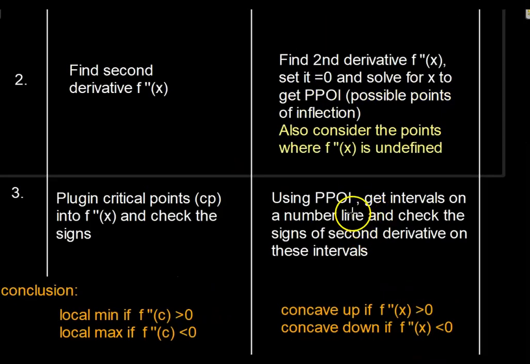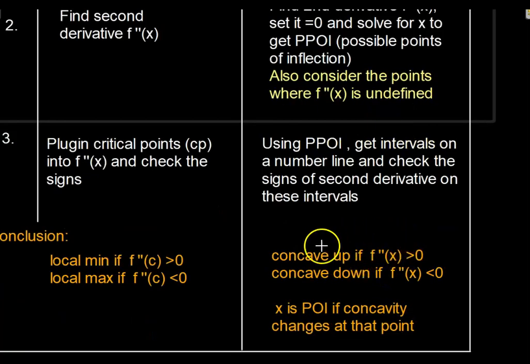For the third step, to check concavity, we get the intervals on a number line using the possible points of inflection, and then we check the signs of the second derivative on these intervals. For that, we choose any testing points from those intervals and plug them into the second derivative. And then we are going to use these rules to get the conclusion about concavity. After testing the intervals, if we get the second derivative positive for any interval, that means the function would be concave up on that interval, and if the second derivative is negative, that means the function would be concave down on that interval. So positive second derivative represents concave up, negative second derivative represents concave down.